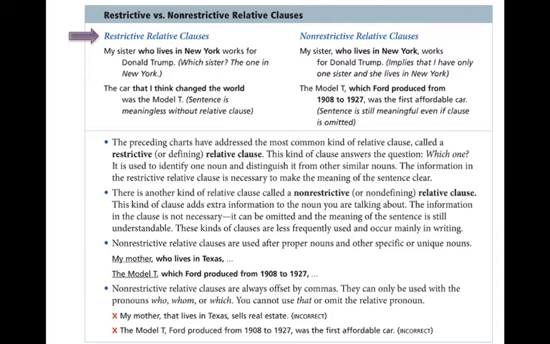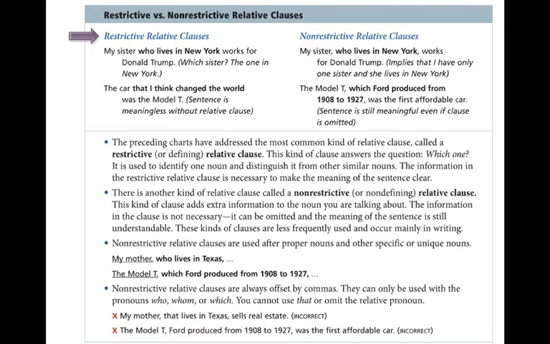The car that I think changed the world was the Model T. That sentence is meaningless without the relative clause. Let's take away the relative clause and we have this dependent clause: the car was the Model T. Now that doesn't tell us very much information, does it? So we add the relative clause to modify car. That's the one that'll tell us more information. The car that I think changed the world was the Model T. So it defines or identifies the car. Without it, the sentence is meaningless.